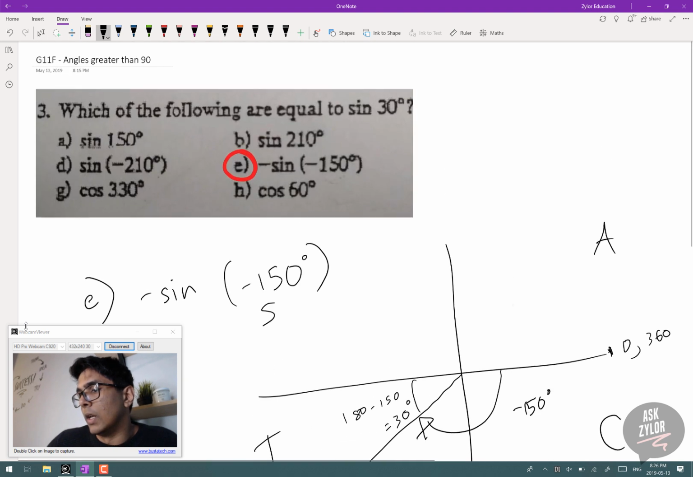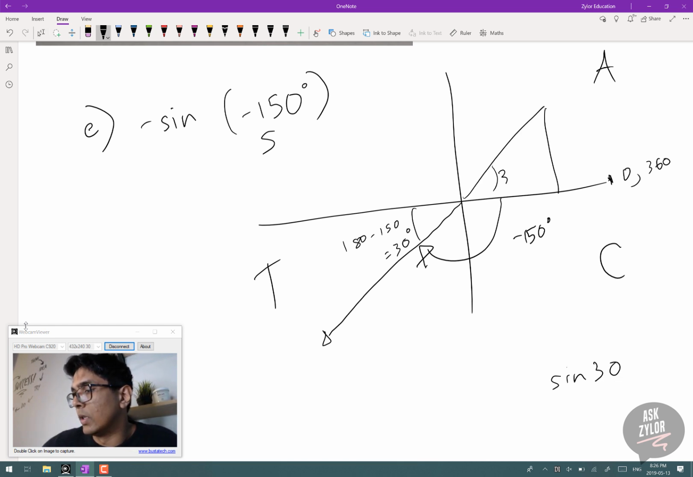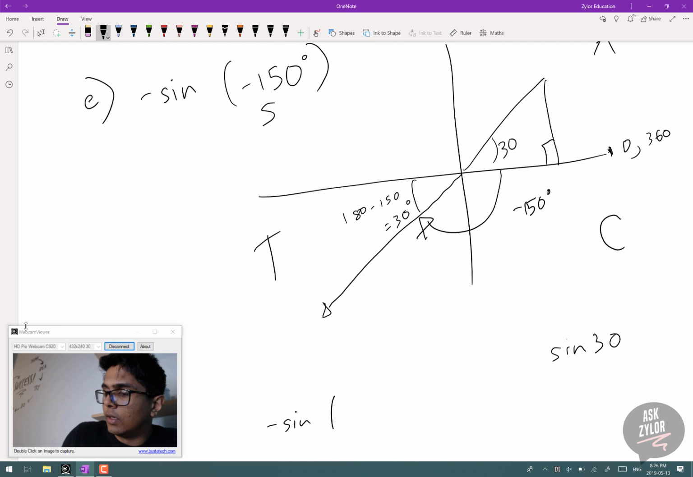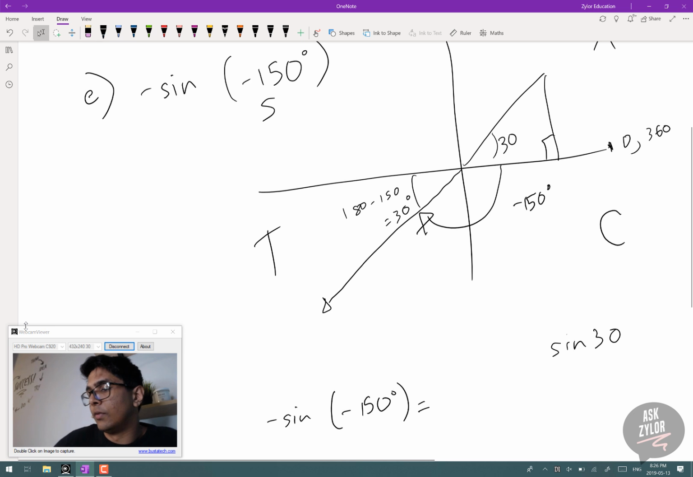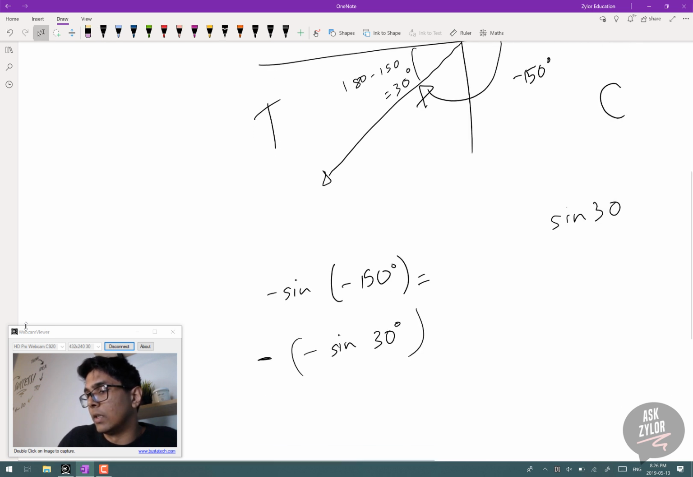Now they ask me which of the following is equal to sine 30 degrees. Sine 30 will be in the first quadrant with 30. However, they're giving me negative sine negative 150. With negative 150, we're going clockwise, so we ended up in the third quadrant. So we know sine is negative. My sine of 150 should be negative, but there's a negative outside it, so I multiply them together to give me sine 30 degrees. So these are equivalent, and I found that answer.